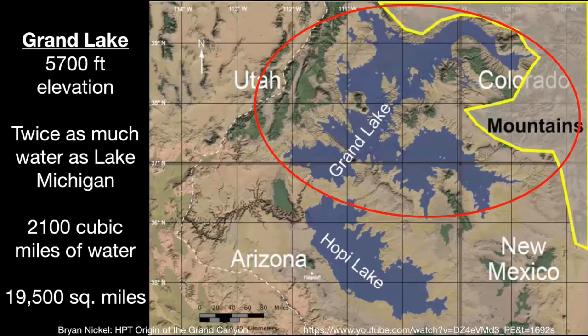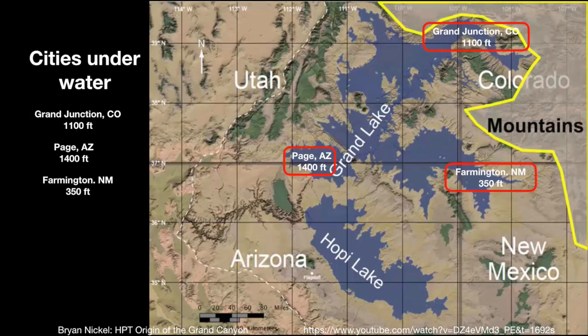Okay, Grand Lake. It's in parts of Colorado, Utah, New Mexico, and Arizona. It's everywhere. It's got a 5,000 foot elevation. It's twice as much water as Lake Michigan. It's got 2,100 cubic miles of water. So there's a lot of water there. At Grand Junction, Colorado, where that is today, there would have been 1,100 feet above it. That lake would have been 1,100 feet deep there. And at Page, Arizona, it would have been 1,400 feet deep.